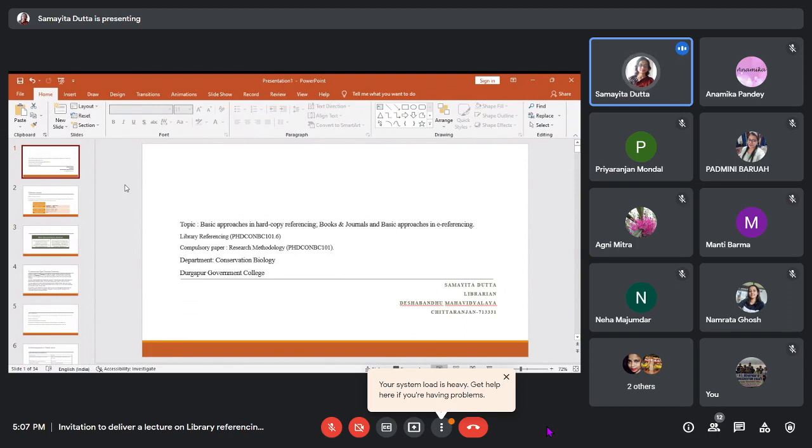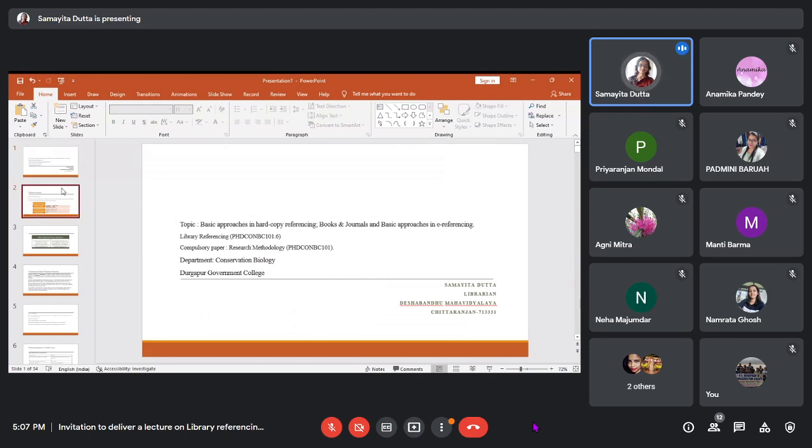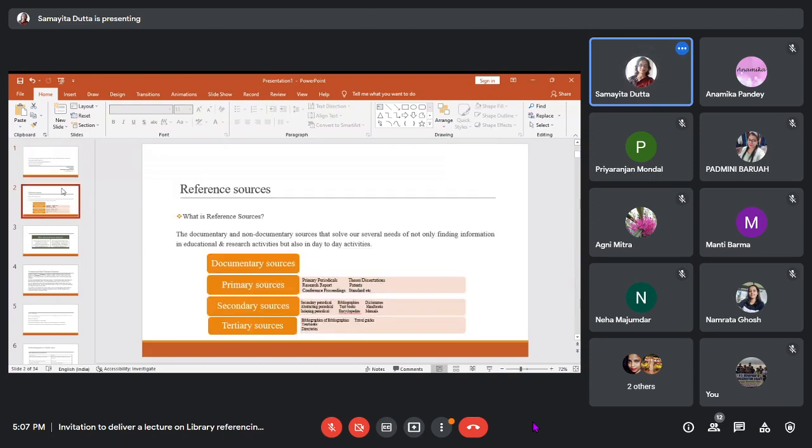Today I am discussing referencing services, the referencing pattern and citation pattern of documents. First you should consider what reference sources are. Reference sources consist of documentary sources and non-documentary sources.